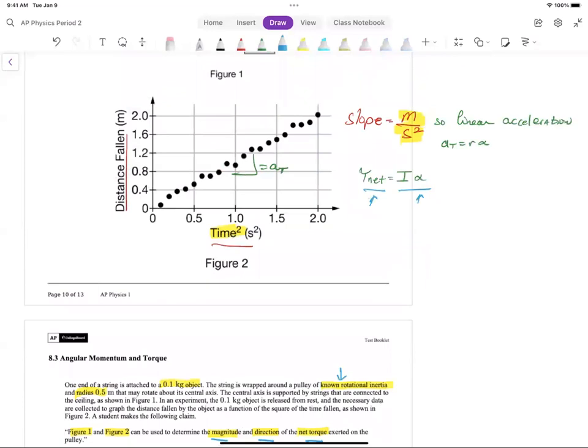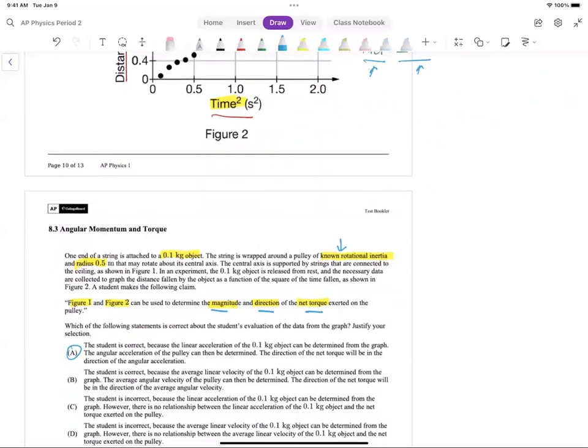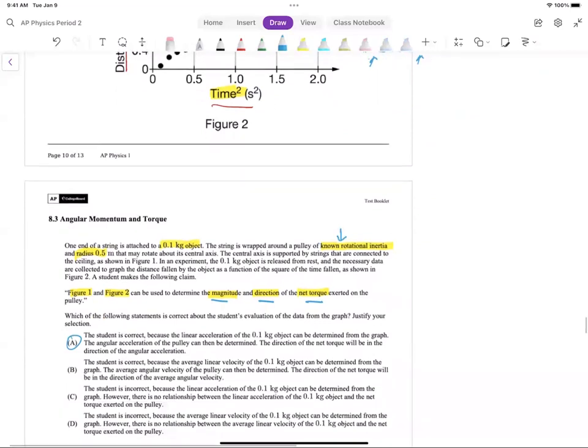So I'm going to use the slope of the graph to determine its tangential acceleration, find the angular acceleration using the bridge equations. I know I've got the magnitude of torque. So here we go, A, because we have the linear acceleration, and then we can determine the angular acceleration, and we know the net torque from that.